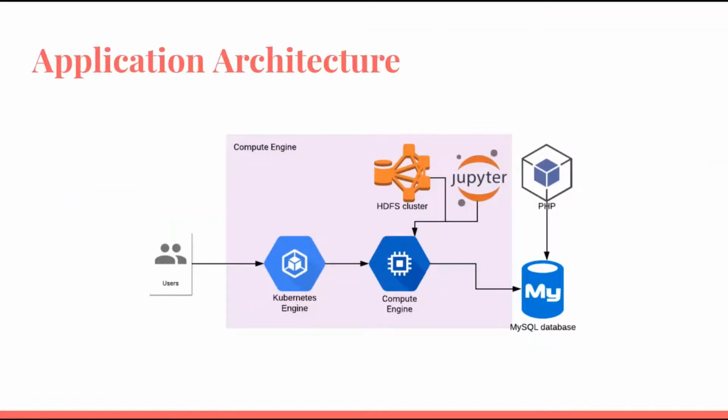For application architecture, the Compute Engine houses 5 Docker containers: master, slave 1, slave 2, MySQL, and PHP. The HDFS clusters link all of the containers together through a file system. We utilize the Jupyter Notebook to access the HDFS to populate the database and conduct data analysis using Spark SQL and MLlib. MySQL then houses all the data, which is then used by PHP to be displayed on the front end.